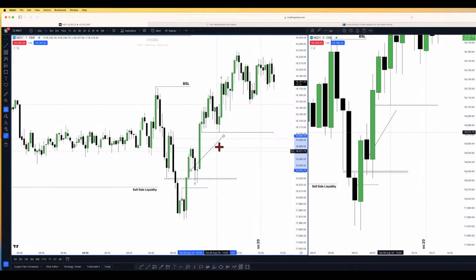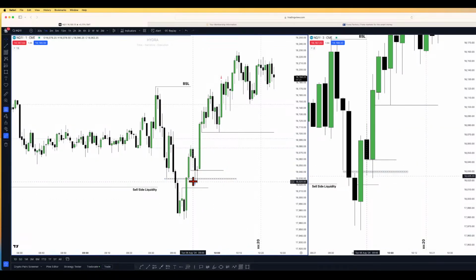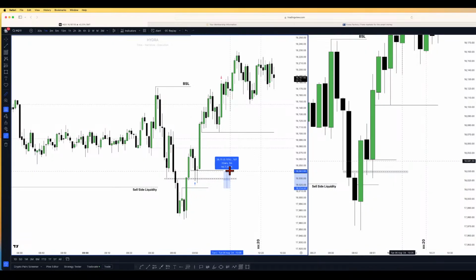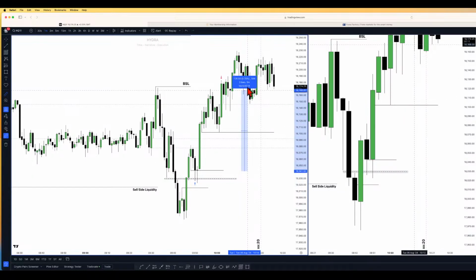I waited, price tapped into this, and look at my execution level. Exactly when we entered, executed with a stop loss just below here. So the stop was 28 points and we secured 130 plus points.